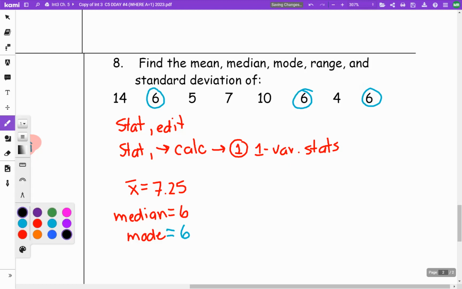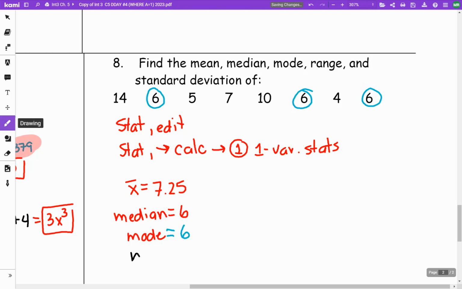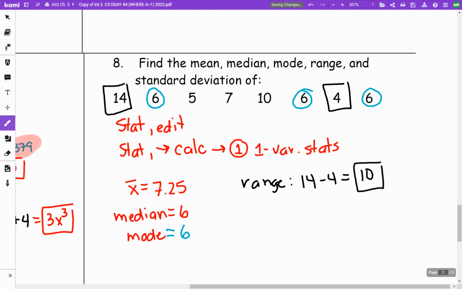My range is going to be my biggest minus smallest number. So my biggest number is 14. My smallest number is 4. So 14 minus 4 is 10. 10 is my range. And then my standard deviation. The standard deviation that we're using is going to be our population standard deviation, which is our sigma. And that is going to be 3.03.